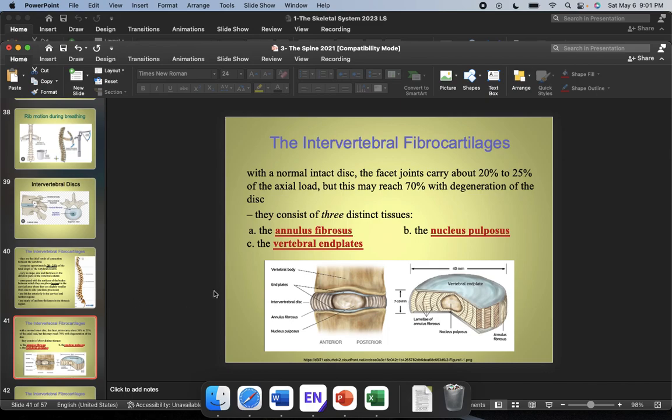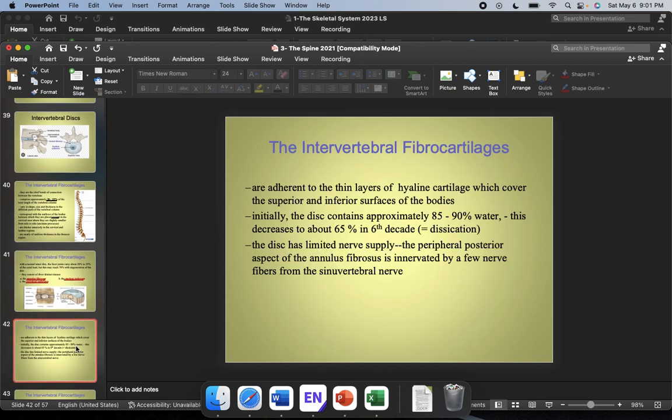So the intervertebral discs are made of three distinct tissues: the annulus fibrosus, which is the outside of the disc; the nucleus pulposus, which is the center of the disc; and the vertebral end plates, which are a thin layer of hyaline cartilage that coats or encases the disc, sitting in between the vertebral bodies and the discs themselves.